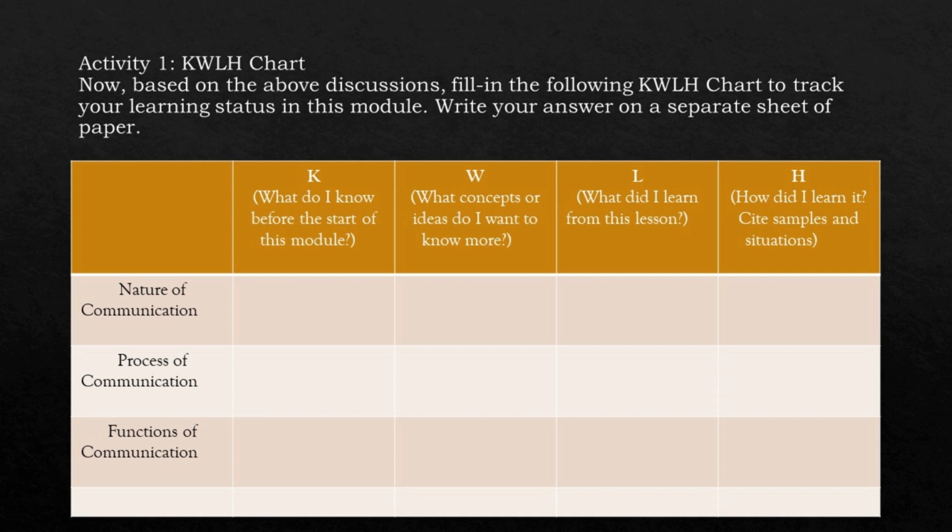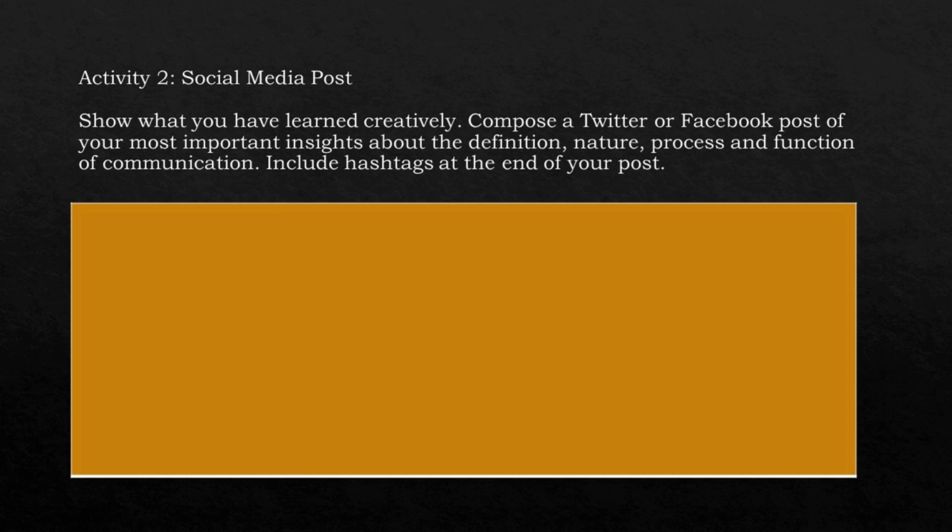Activity number 1. KWLH chart. Now, based on the above discussions, fill in the following KWLH chart to track your learning status in this module. Write your answer on a separate sheet of paper. Activity number 2. Social media post. Show what you have learned creatively. Compose a Twitter or Facebook post of your most important insights about the definition, nature, process, and function of communication. Include hashtags at the end of your post.